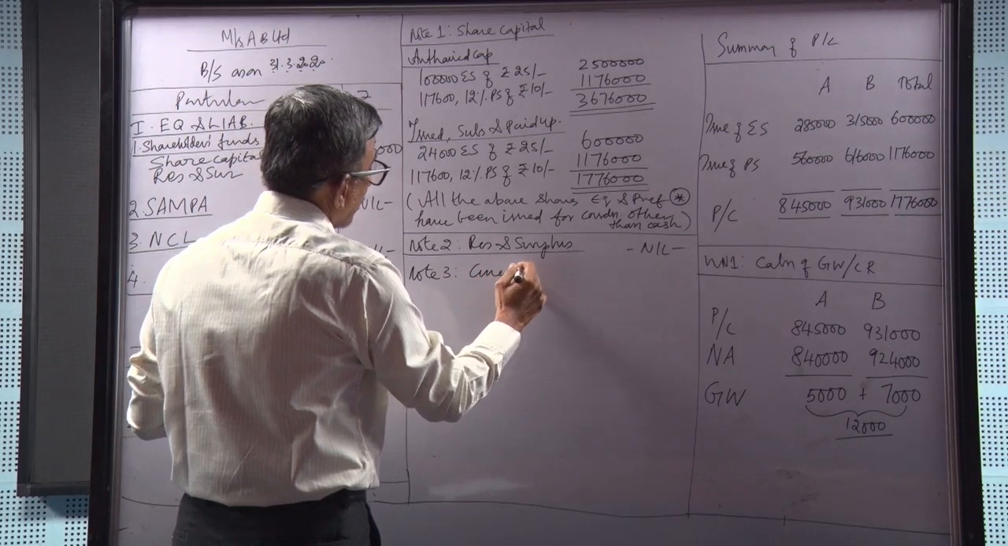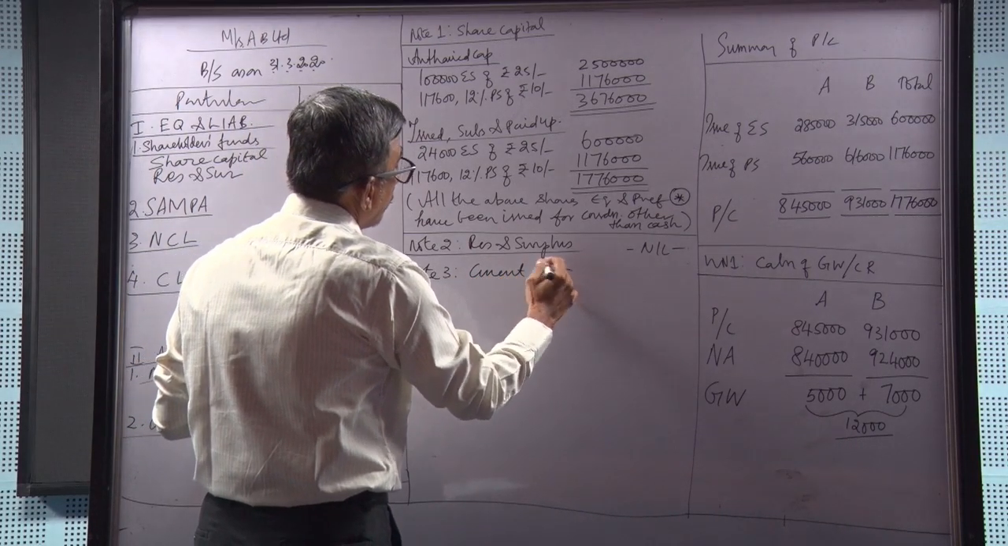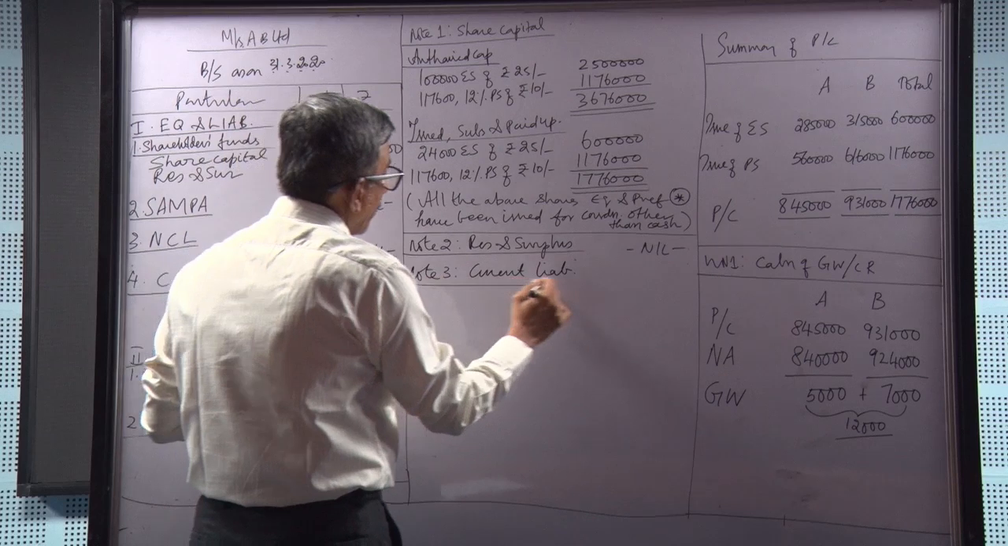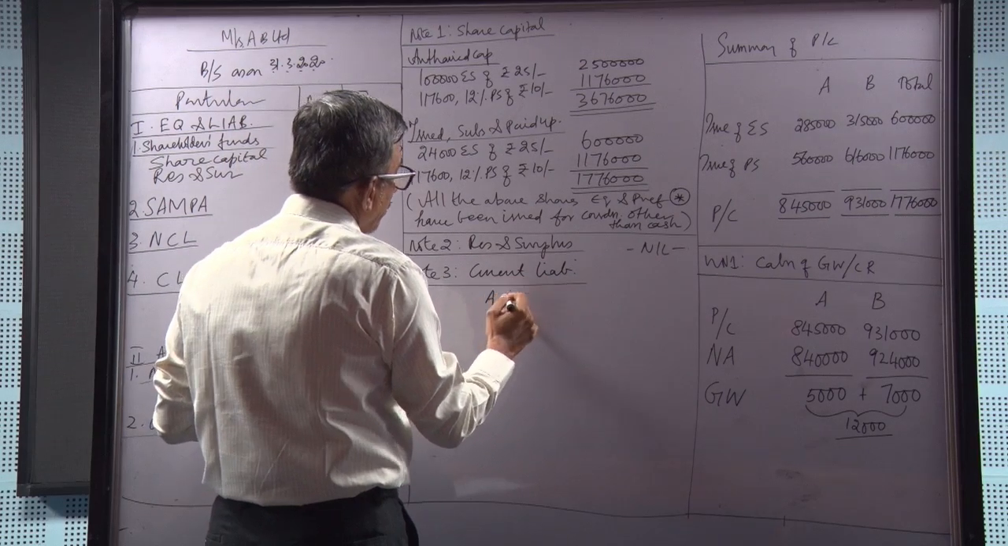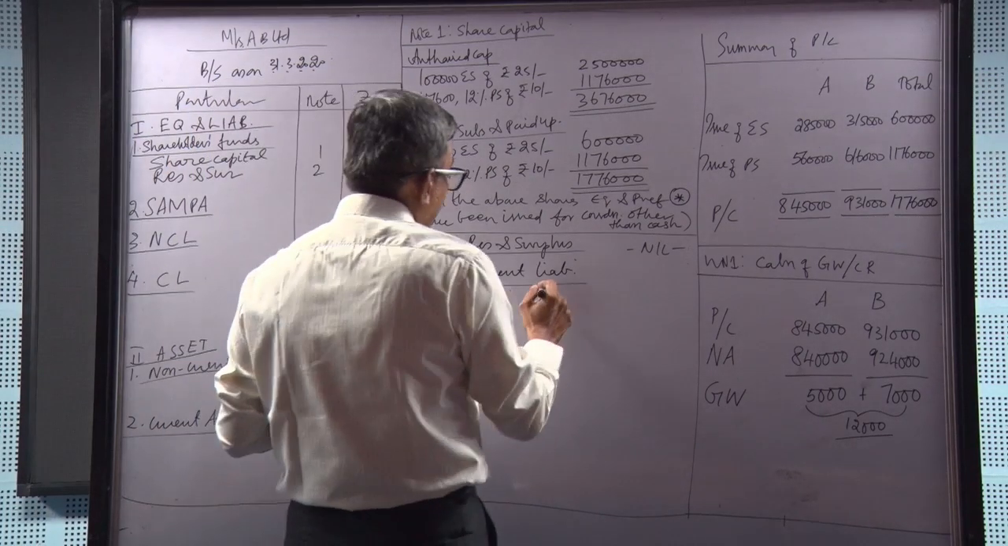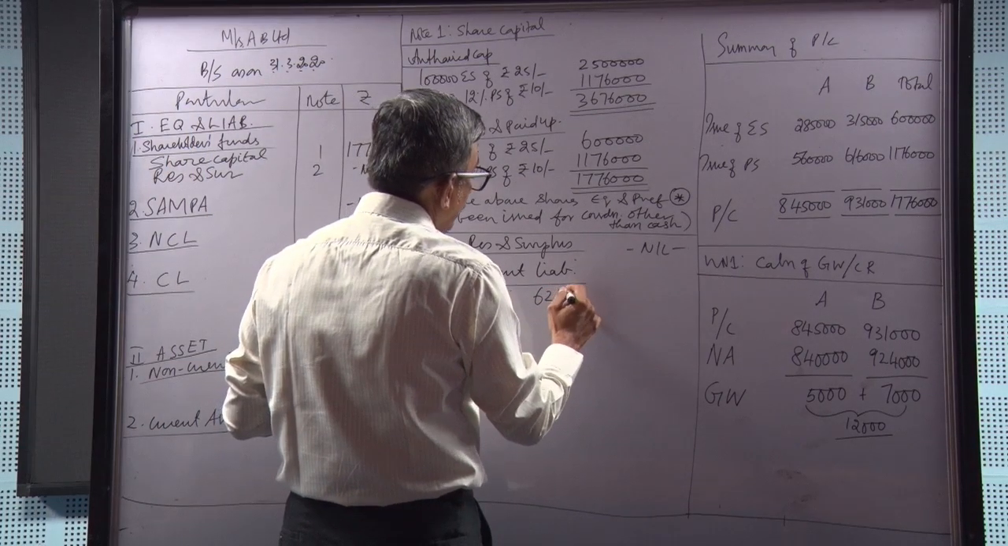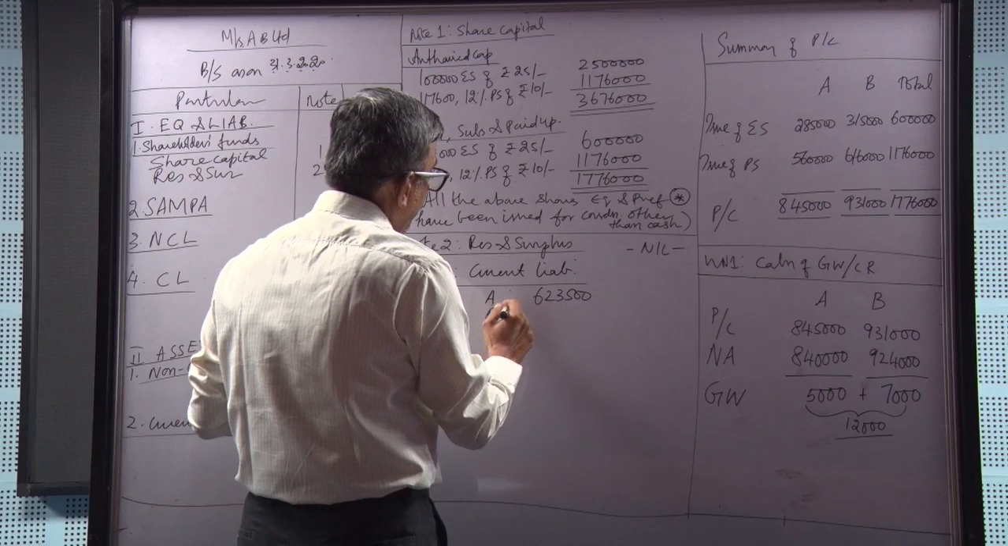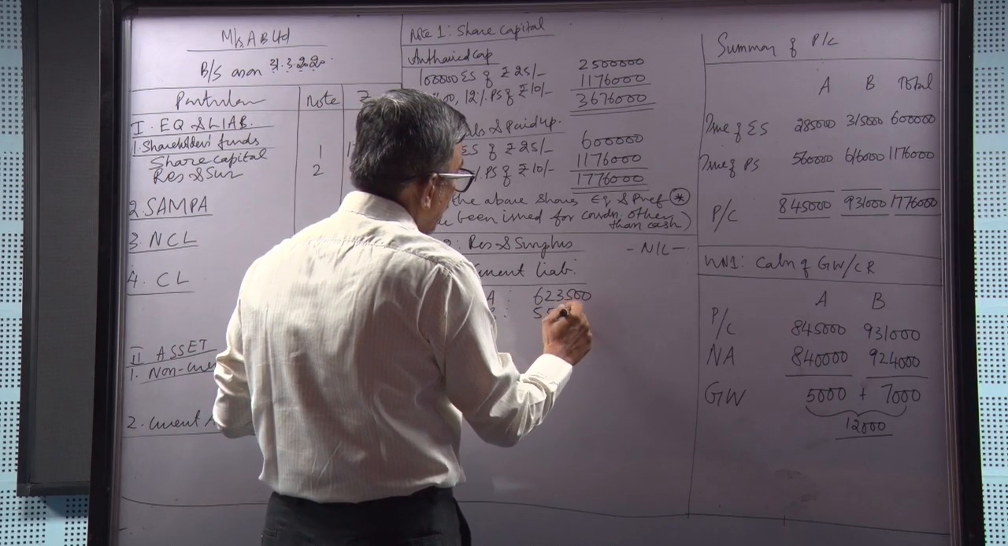Current liabilities. A: 623,500. B: 557,600.